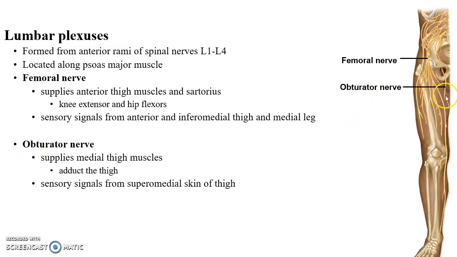The obturator nerve is over here. It passes through the obturator foramen. It supplies the innervation for the medial thigh muscles, so those muscles that engage in adduction. And it also helps to do some sensory signals for the skin of the superior portion of the medial region of the thigh. So closer to the pelvic region, closer to the genitals.